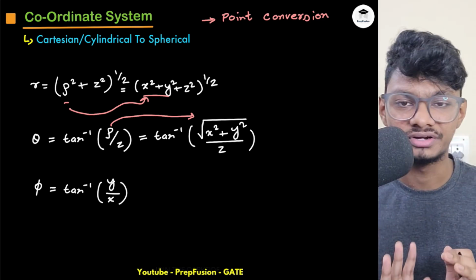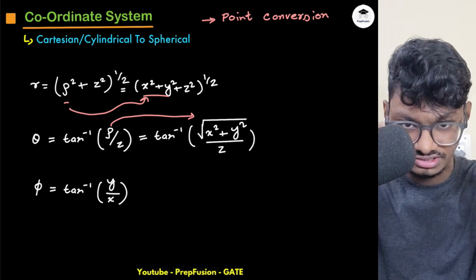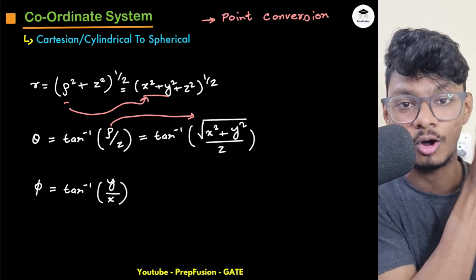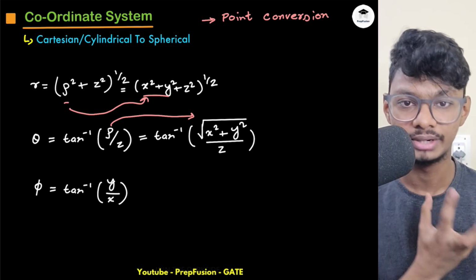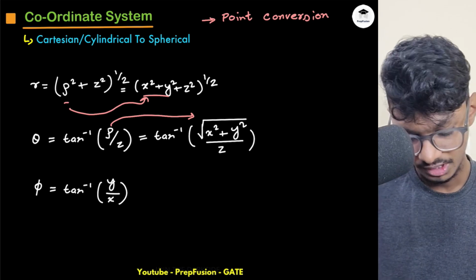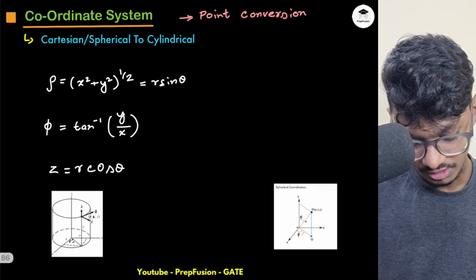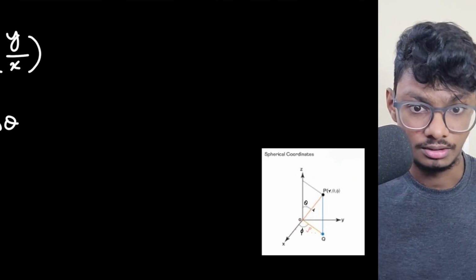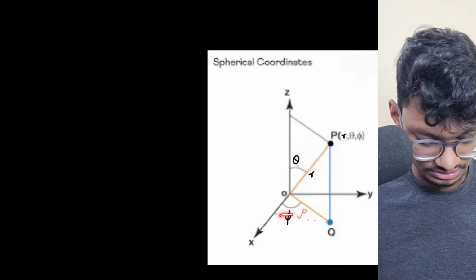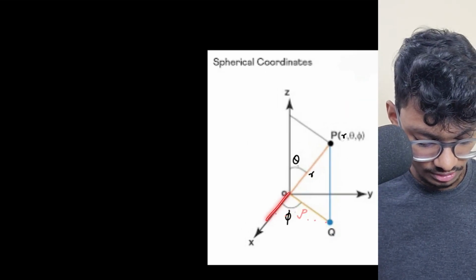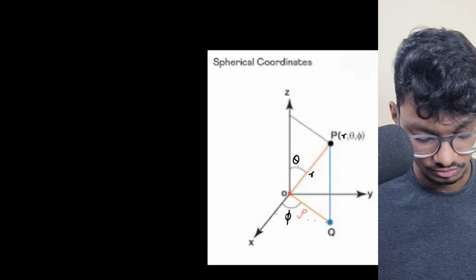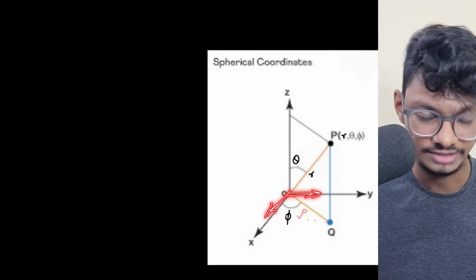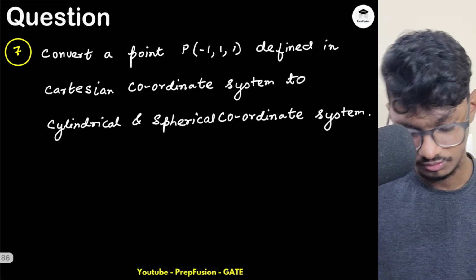Once you get the hang of it, that's it. You don't have to remember all this. This should be inbuilt in your memory, in the ROM portion of your memory. You don't have to memorize all this. And phi is simply tan inverse y by x if you want to convert from Cartesian to spherical. This phi is like, this is the x component, this is the y component. So tan inverse y by x.